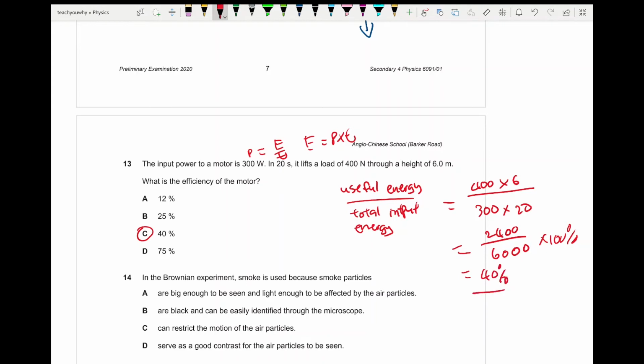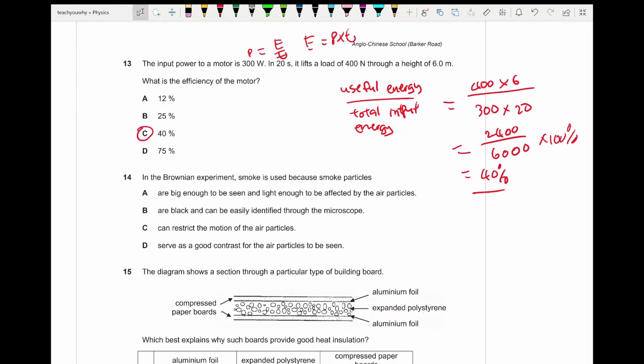Okay, all right. In the Brownian motion experiment, smoke is used because smoke particles are big enough to be seen and light enough to be affected by air particles. Yeah, there's the answer. Let's see why B, C, and D are not. Are black and can be easily identified through a microscope. No, not necessary.